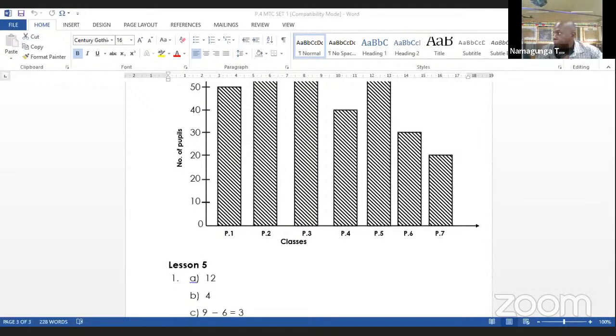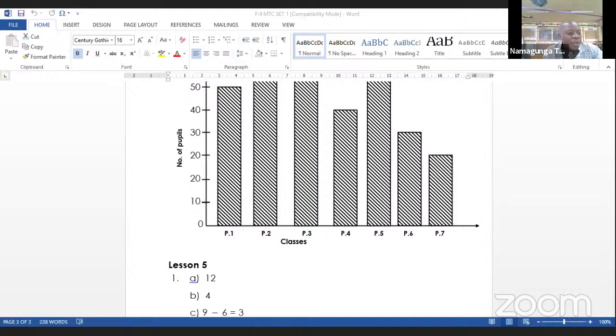Our last number, that is number 2. We have the table, which shows the number of marks scored by 4 children in a test. We have Michael got 60, James 70, Jimmy 50, Robert 80. Who had the highest number of marks scored? Roberta? Yes. Robert had the highest number of marks scored.